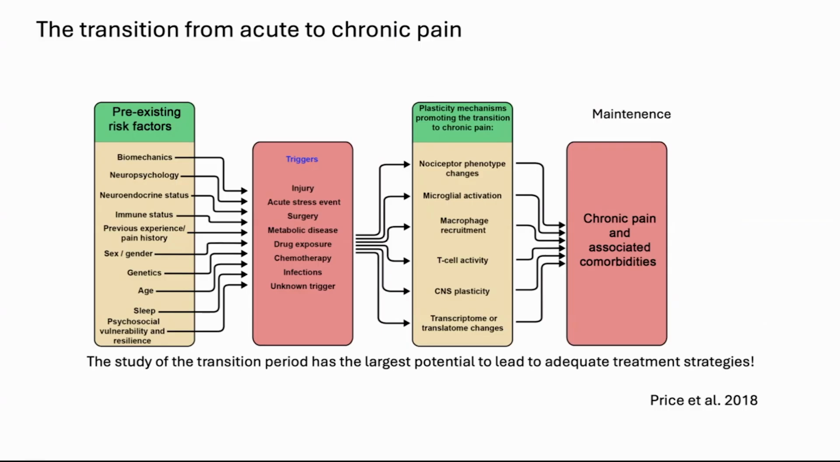Finally, there is a maintenance phase where these maladaptive changes that occur during the transition are not allowed to revert back to the normal state. And then as a consequence, they might maintain this chronic pain state and this vulnerability state that will enhance the chronic pain experience.